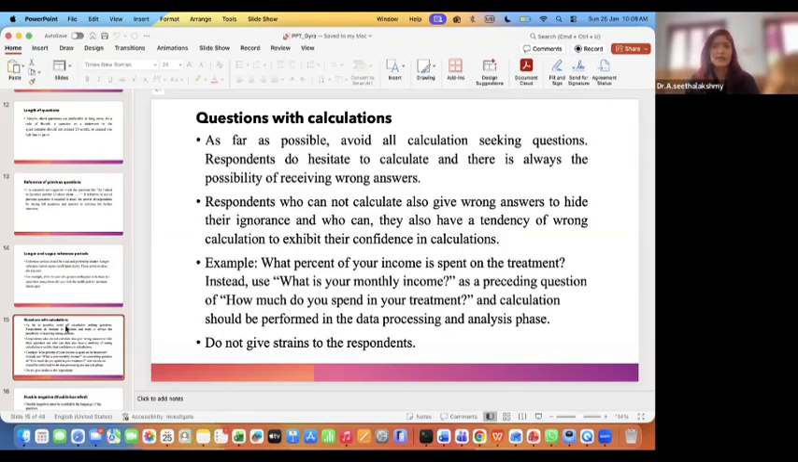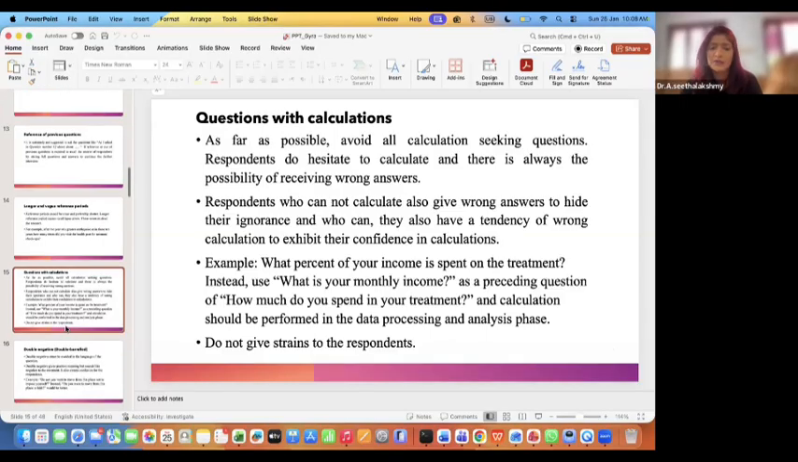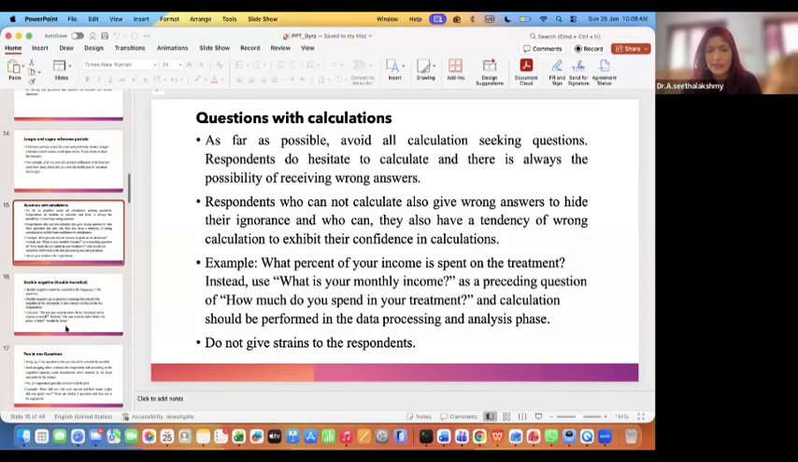Many times this happens related to academic performance, age-related calculations, job-related monthly expenses or budget, all these things. So please avoid questions which require calculations. Try to avoid that.